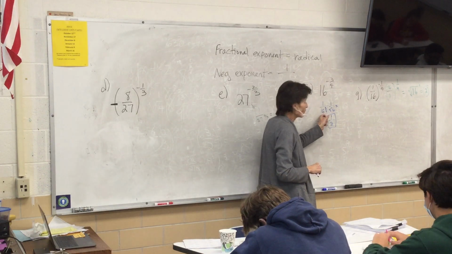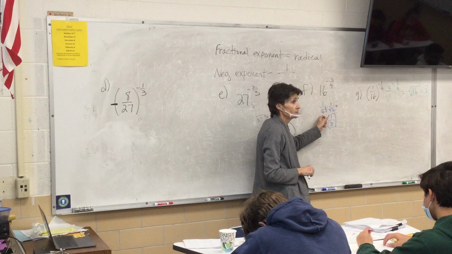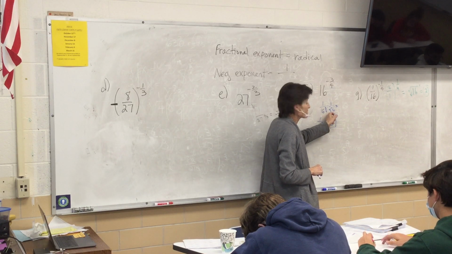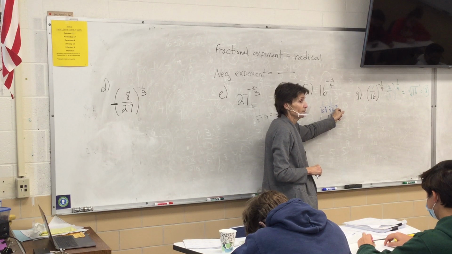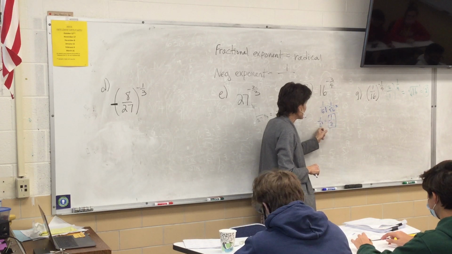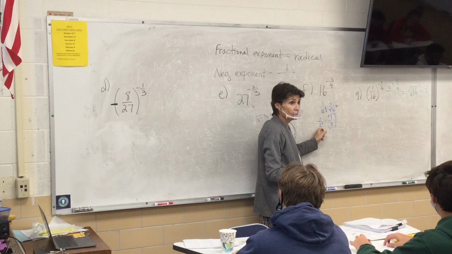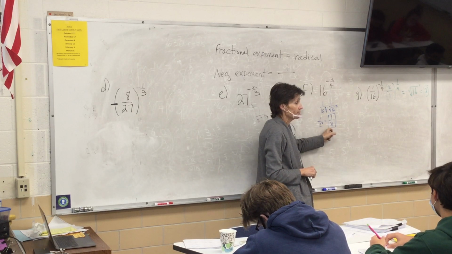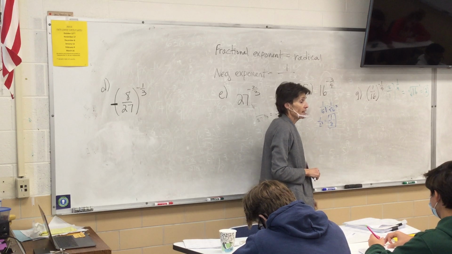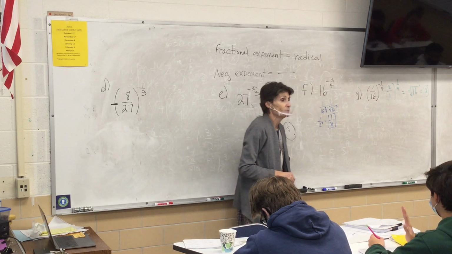Start by doing 1 over. Then we have a radical. This is a 4th root of 16 cubed. The 4th root of 16 is 2. Cubed is 8. So we have 1 over 8. Anybody get that one on your own? Good.